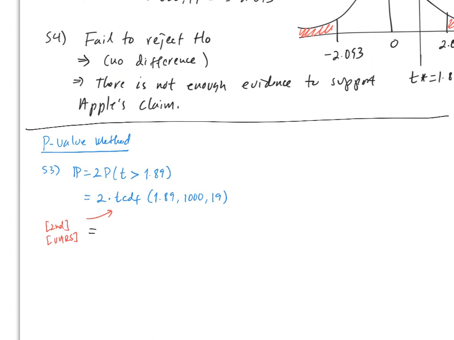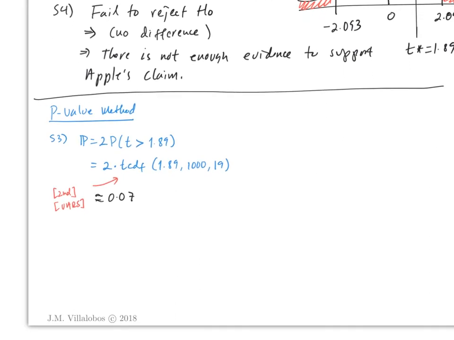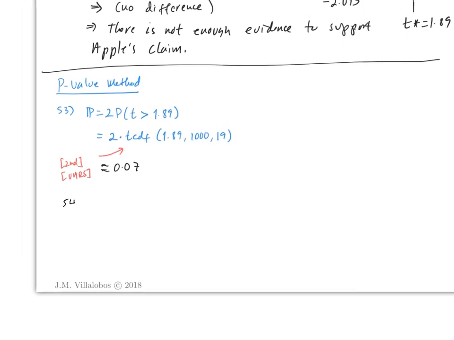So once you use the calculator, this is around 0.07. The last step is to compare the p-value with alpha. Clearly 0.07 is greater than alpha. So again, that implies fail to reject H0, which kind of means accept, but that's not completely true.